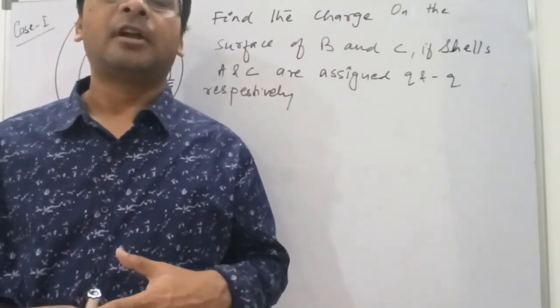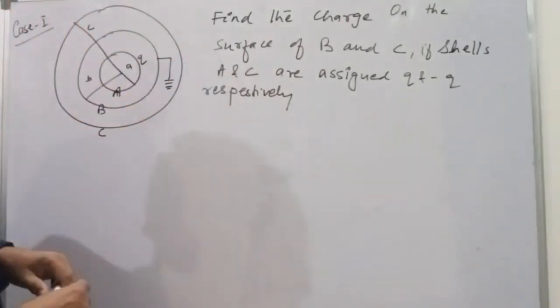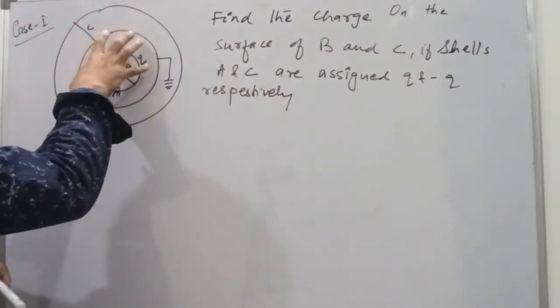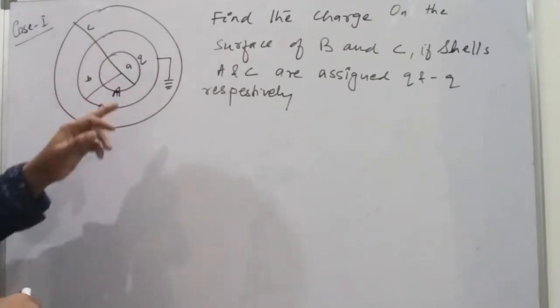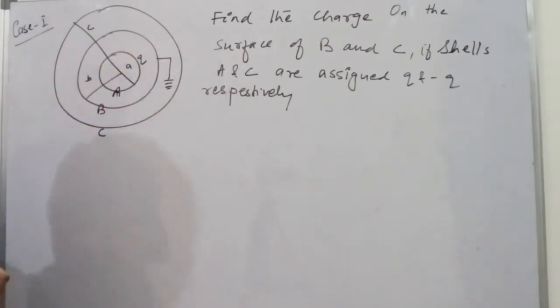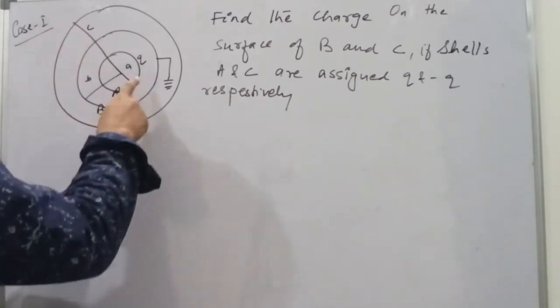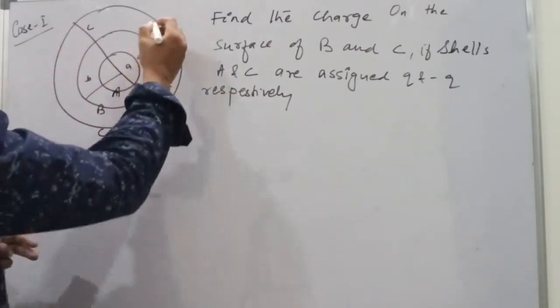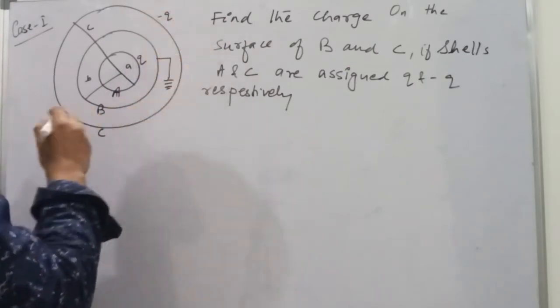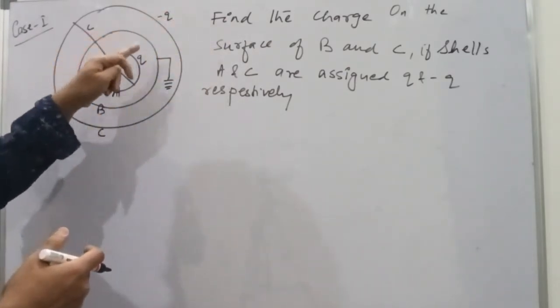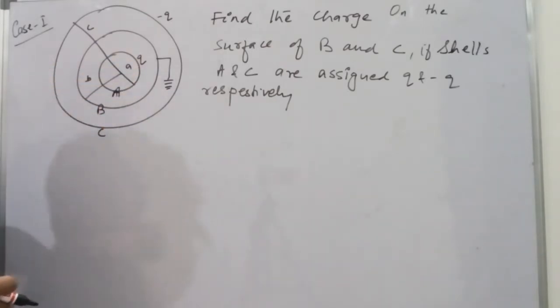So first of all, starting from this case 1, we have three shells, a smaller one, a bigger one and the biggest one. The middle one is earthed and the radii are A, B and C respectively. Charge Q is given to the inner sphere and minus Q is given to the outer sphere. We have to find the charge built up on the surface B. So just think about it.